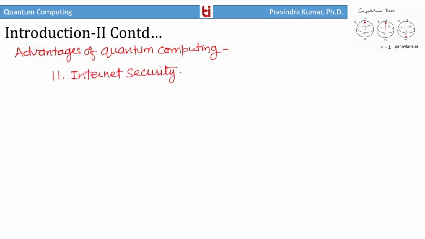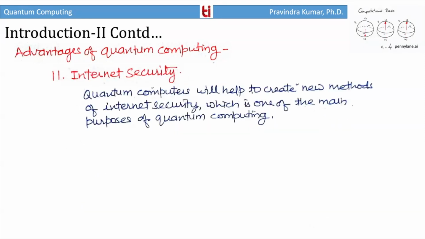Another advantage is in internet security. Quantum computers are ideal for storing and managing passwords and cryptographic keys without fear of being hacked or intercepted by hackers. Quantum computers will help to create new methods of internet security, which is one of the main purposes of quantum computing.